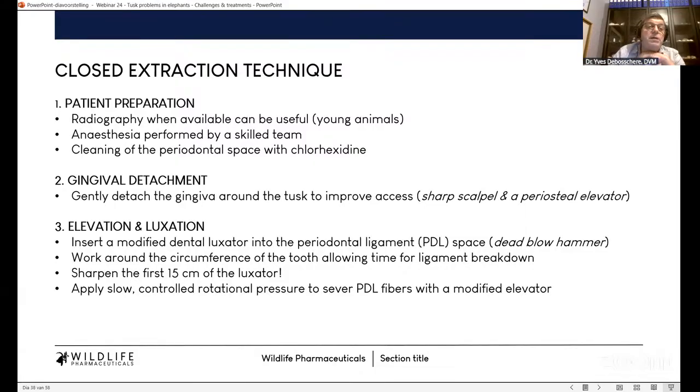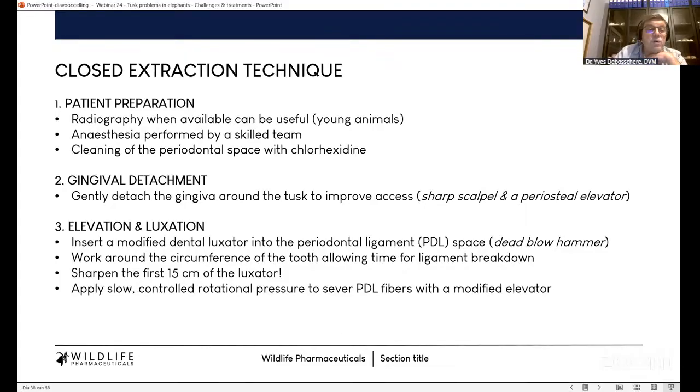So we need to prepare the patient. Radiography can be useful if we have it. The anesthesia is performed by a skilled team. And then I start to clean the periodontal space with chlorhexidine, because we need to cut it, and we will never cut in a dirty space. So we have to detach the gingiva. We gently detach it around the tusk with a short scalpel, and then with a periodontal elevator.